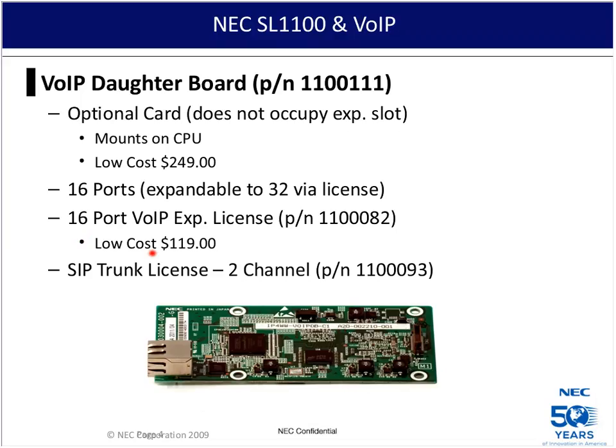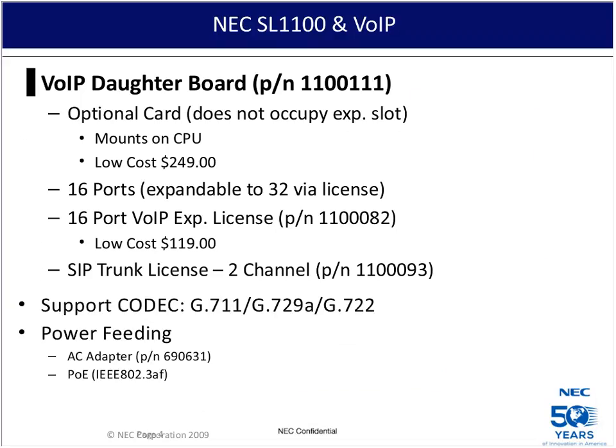Then we also sell a SIP trunk license. Your first four resources on the voice over IP Daughterboard can be used for either SIP trunks or voice over IP extensions. After the first 4 SIP trunks on a system, you then need to add our SIP trunk license, and it's done in 2-channel or 2-port increments. And there's the part number for that. So that's our voice over IP Daughterboard.